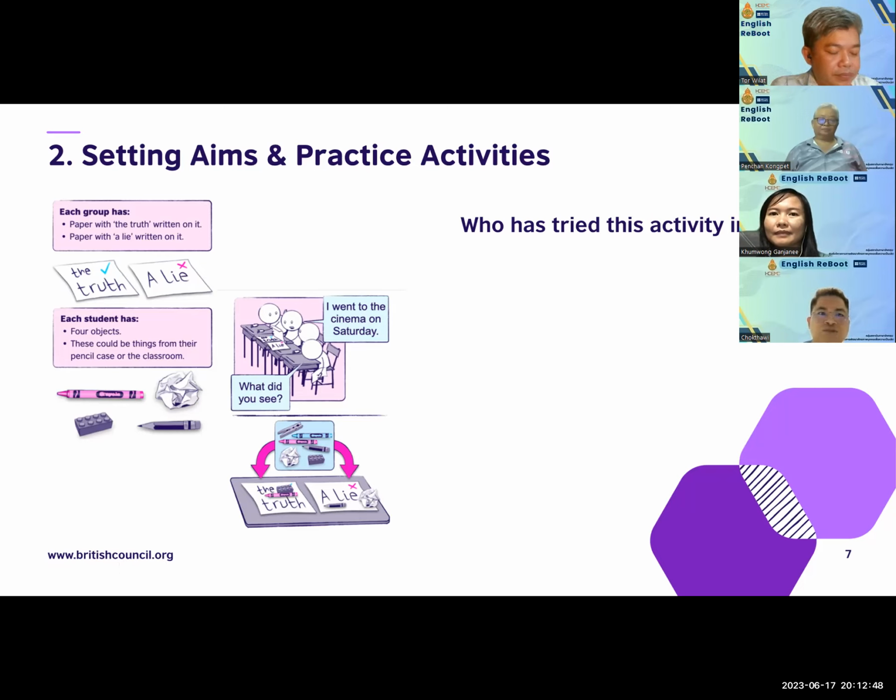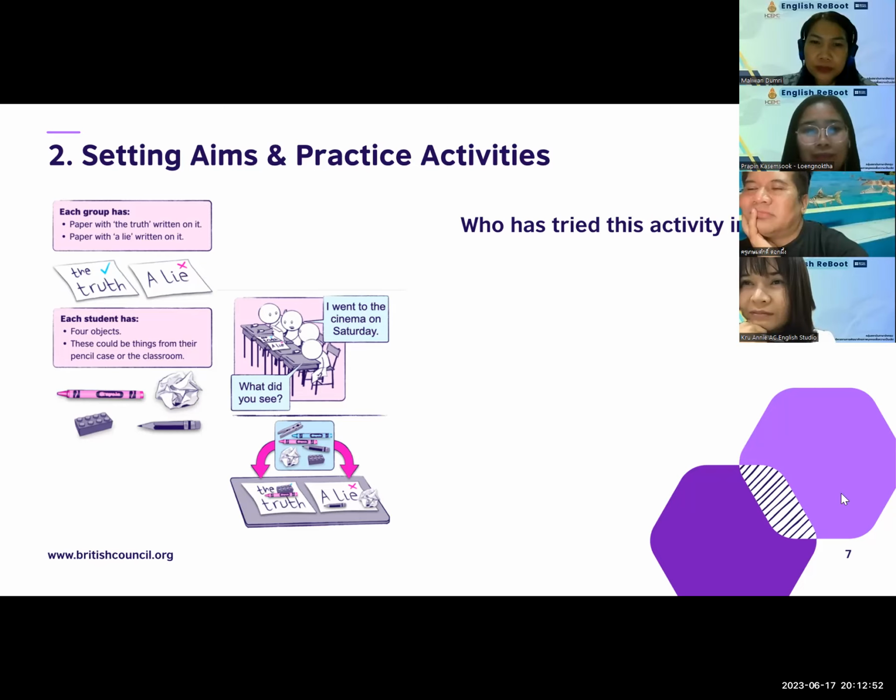So I tried the truth and a lie, but I allowed the students to prepare three sentences: two facts and one sentence for a lie. But because my class has about 37 students, I divided them into six groups, and one group had seven. And the thing is that I allowed them to put their objects in the center of the table.